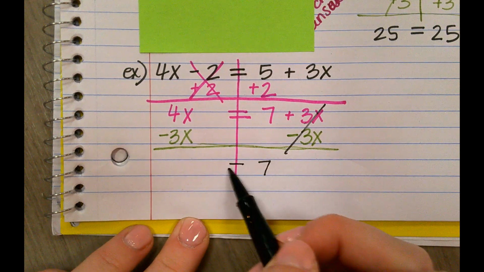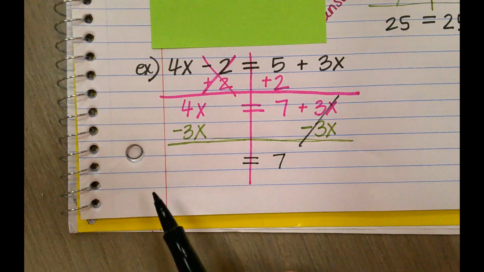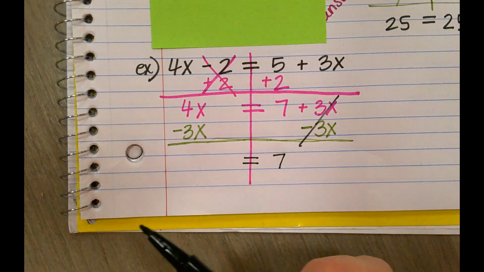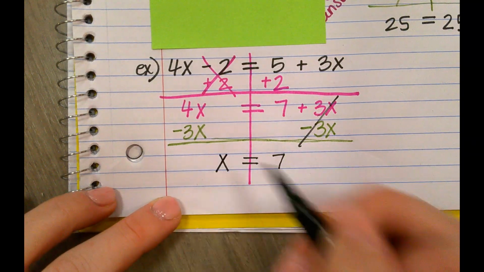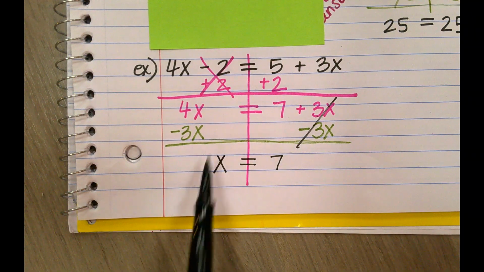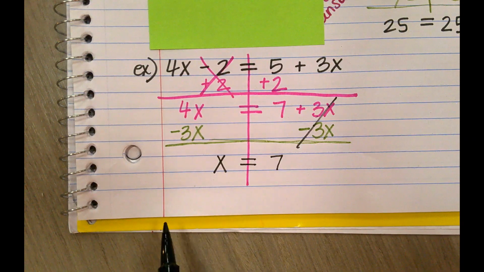Bring down equals 4x. Take away 3x. That's going to leave you with 1x. Or we could just write x. Because if there's no number in front of x, are we comfortable with knowing that there's an invisible 1 here? Or does anybody want a little explanation on that? Anybody?